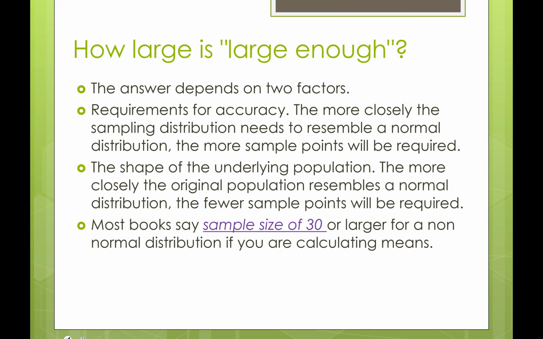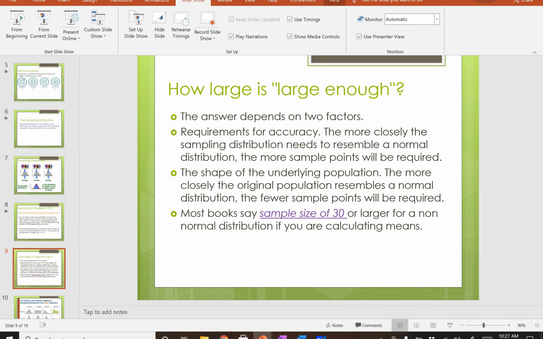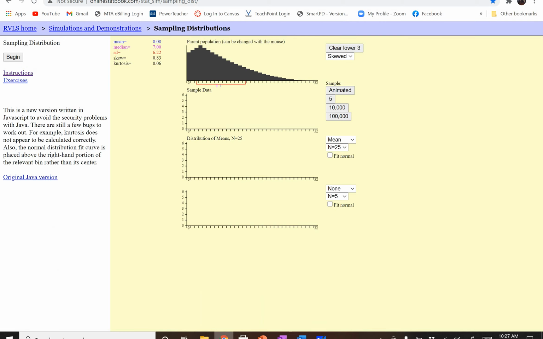So before we go through these notes, let me show you on a nice little app, this sampling distribution app, where you can play around with things. So let's start off with a skewed distribution. This top graph is our parent population. And let's start with a low sample size. Let's do just 2.